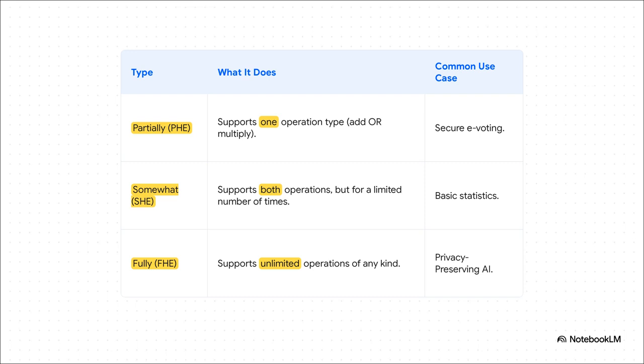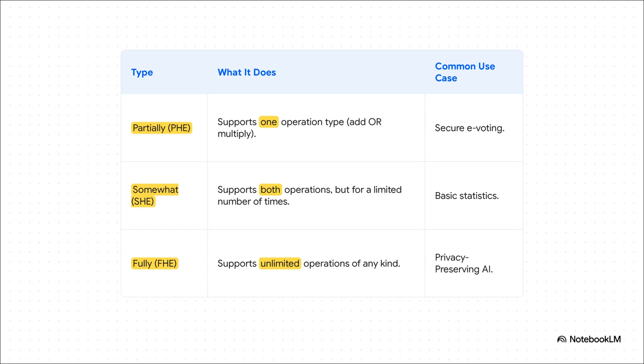They could do only one type of math, like addition or multiplication, but they could do it over and over. This is actually perfect for things like securely adding up encrypted votes in an election. Then we got somewhat homomorphic encryption. This was a step up. It could handle both addition and multiplication, but only for a limited number of steps before things got, well, computationally messy. But the real prize, the ultimate goal, was fully homomorphic encryption, or FHE.